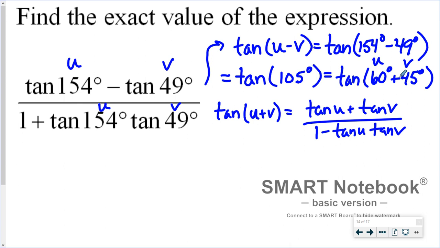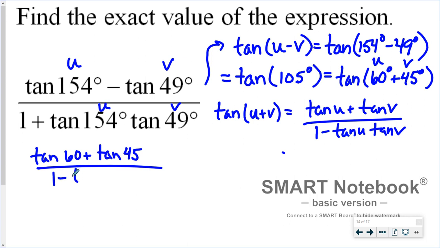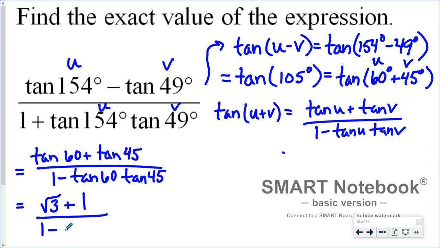All right, so now, of course, my u and my v, my new u and v, are 60 and 45. All right, so here we are really going to have tan 60 plus tan 45 over 1 minus tan 60 times tan 45. All right, so tangent of 60 is the square root of 3. Tangent of 45 is 1. So 1 minus the square root of 3 times 1, which, of course, the times 1 doesn't really do anything, right? We don't really have to put it there.